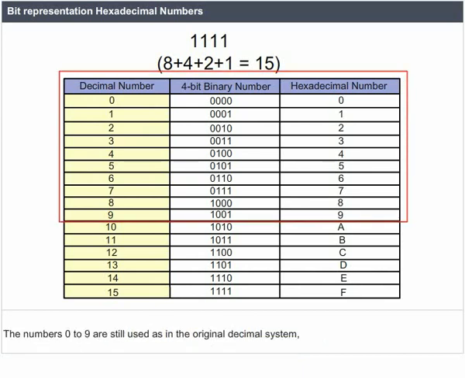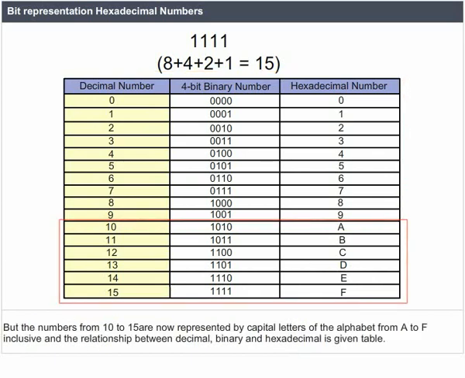The numbers 0 to 9 are still used as in the original decimal system, but the numbers from 10 to 15 are now represented by capital letters of the alphabet from A to F inclusive. And the relationship between decimal, binary, and hexadecimal is given in the table.